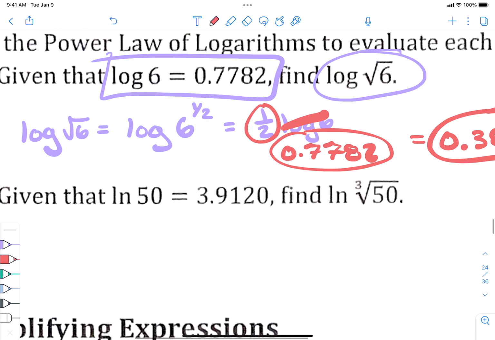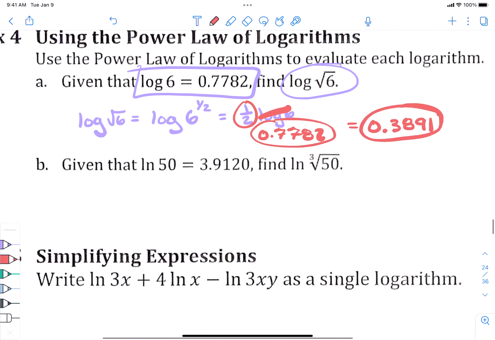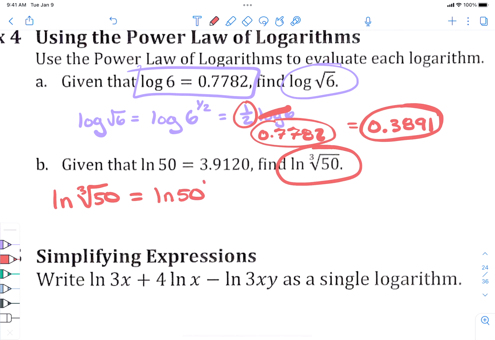Okay, do you see why we multiply that by half? A square root as an exponent is 1/2, and then you bring the 1/2 down in front. Okay? All right, the same thing. We know ln of 50, but we want the cubic root of 50. So ln of the cubic root of 50 is ln of 50 to the 1/3 power, or 1/3 ln 50.